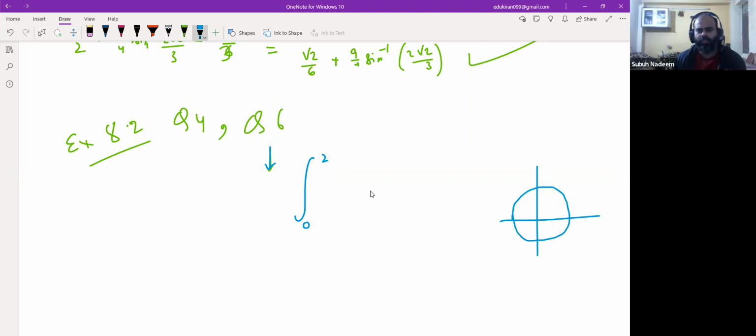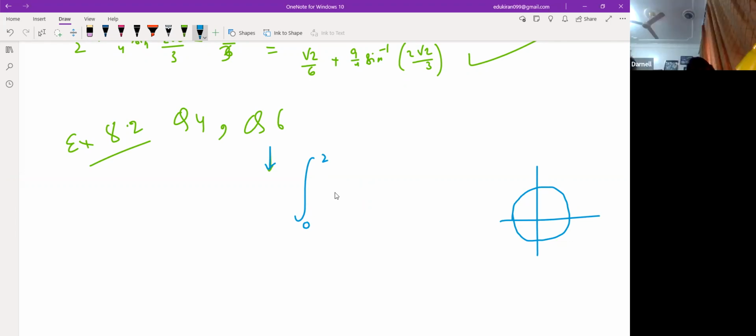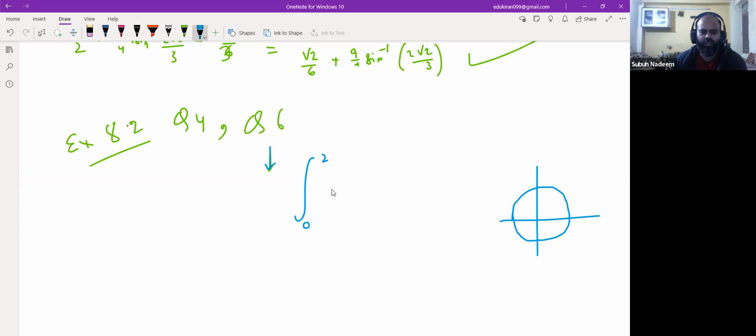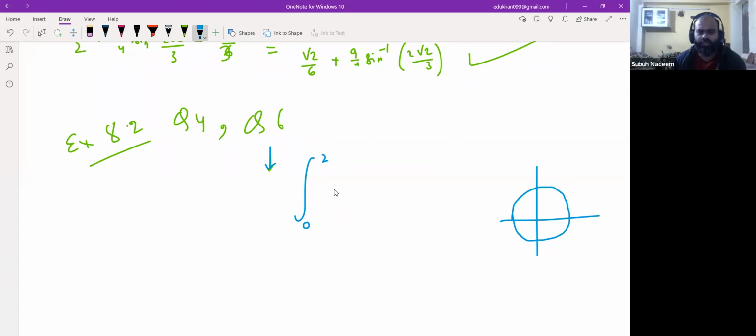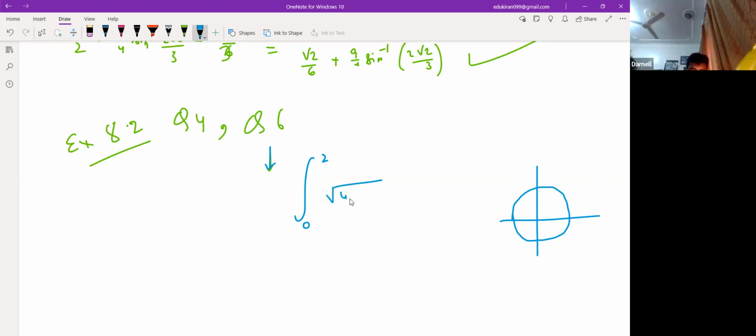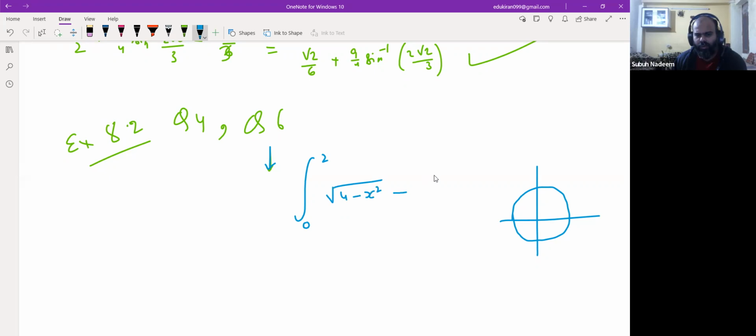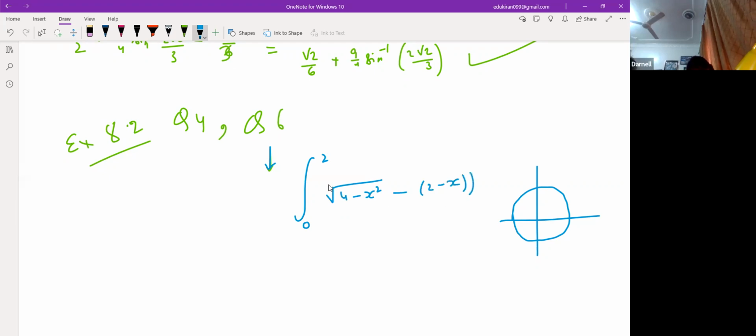Okay, so which is the above function that you are taking? y dx. Yeah, what is the above function minus below function? y dx minus the 2 minus x. So what is y? y is root of 4 minus x squared. Okay, fine. Minus the lower one, which you are saying is 2 minus x. Perfect. This is fine.